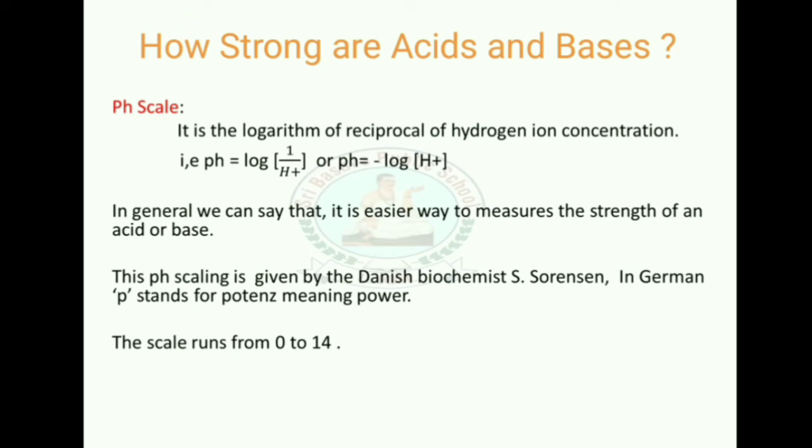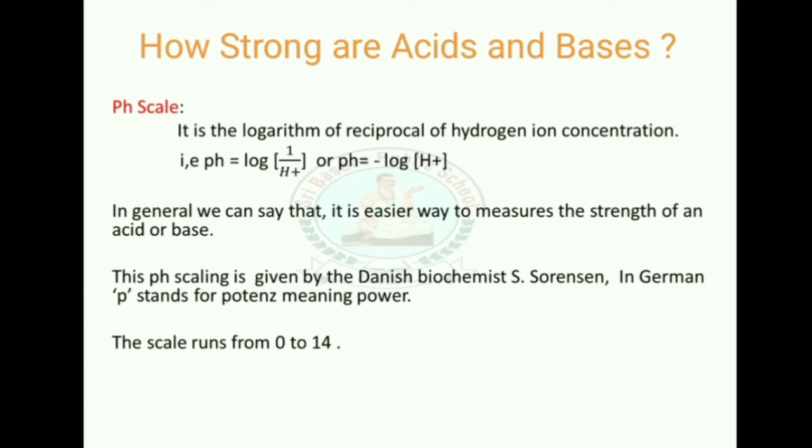In the previous discussion, we discussed that using indicators like phenolphthalein, litmus paper, methyl orange, and so on, it is possible to separate acids and bases. By the change of their color, we can identify whether the given solution is an acid or a base. But it's not possible to say how strong the acid is and how strong the base is by using those indicators.